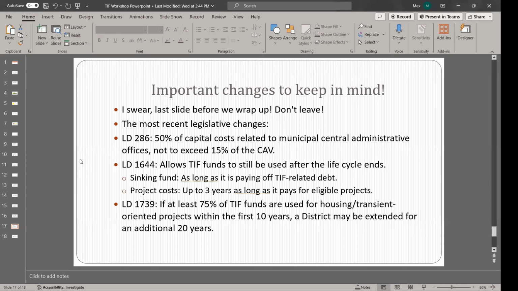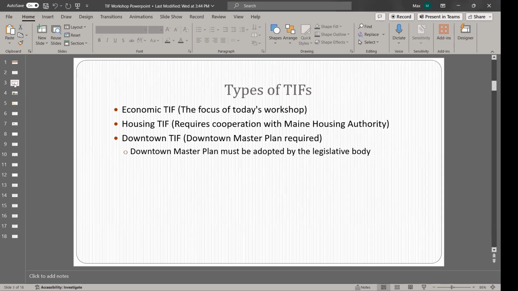Okay, Max, could you just go back? I'm sorry, I have another question. I don't mean to monopolize. No worries, no worries. To go back to the downtown TIF, could you explain a little bit more about that?